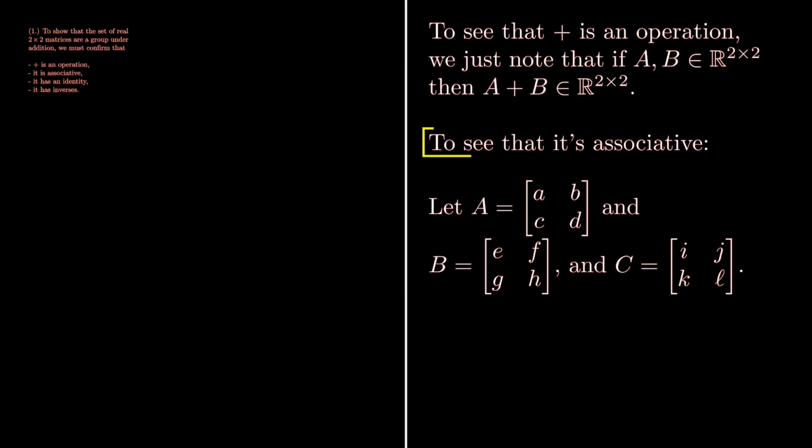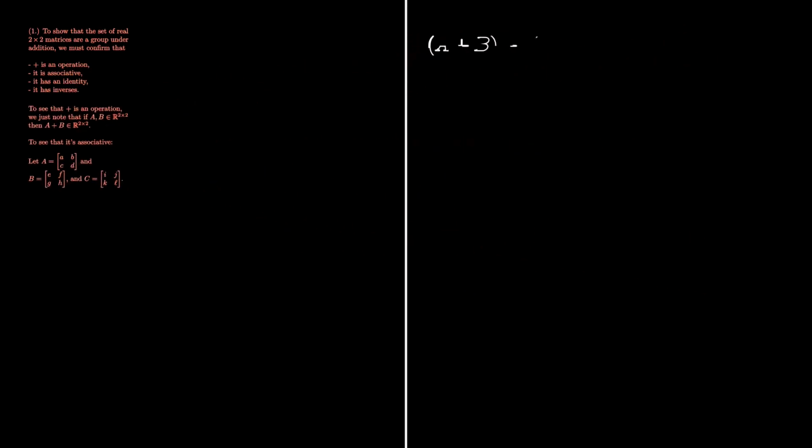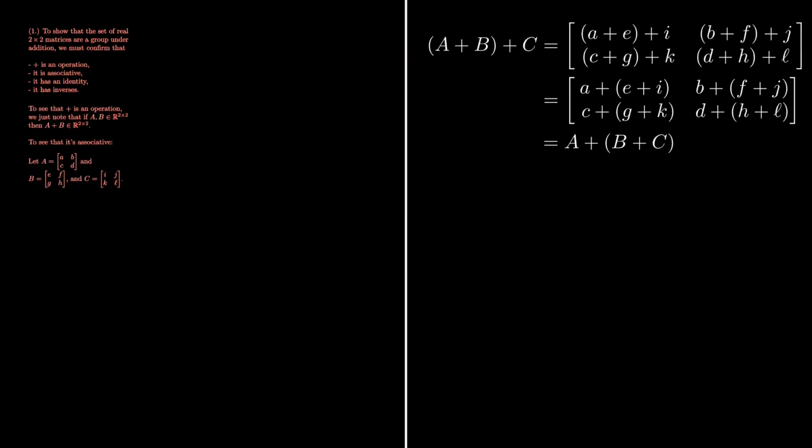Now, to check that the operation is associative, we need to think about three matrices and how we could add them with various parenthesizations. And here's how I have chosen to display this calculation. I am starting in the upper left with (A plus B) plus C. And in the first equation on the top line to the right of that, I am basically just spelling out what that means in terms of the coordinates of the matrix.